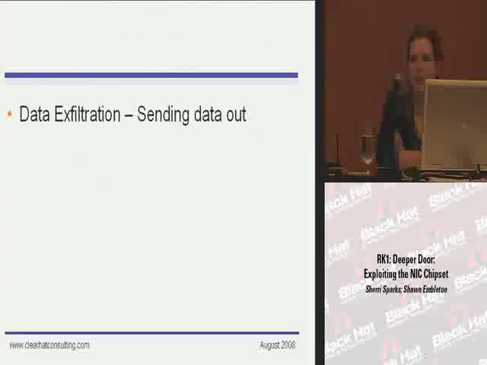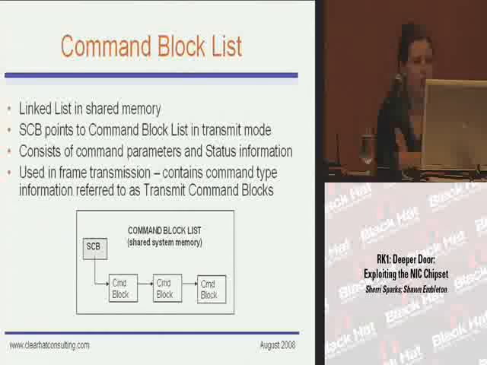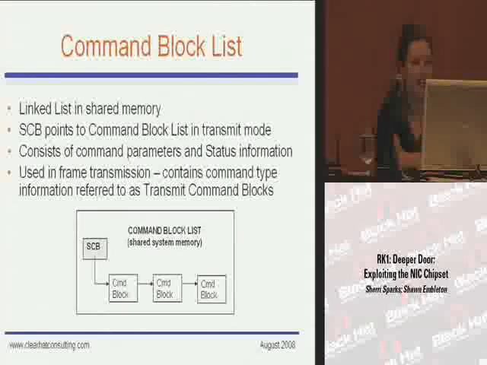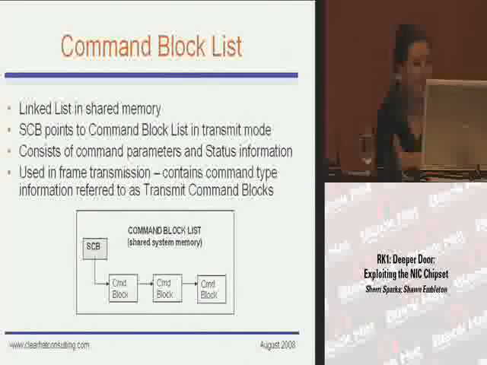So the first thing we're going to talk about is data exfiltration, or sending data out. So the main data structure for that is the command block list. The command block list is a linked list in shared memory. As we saw in the prior slide, the status control block general pointer is going to point to the physical address of the command block list when the card is in the transmit mode. In the case of frame transmission, the command blocks are of a specific type called transmit command blocks.